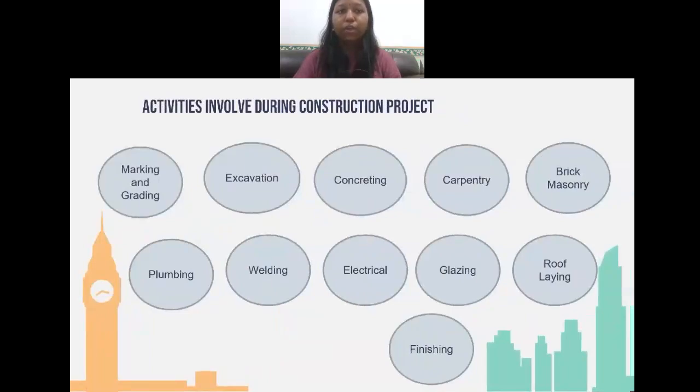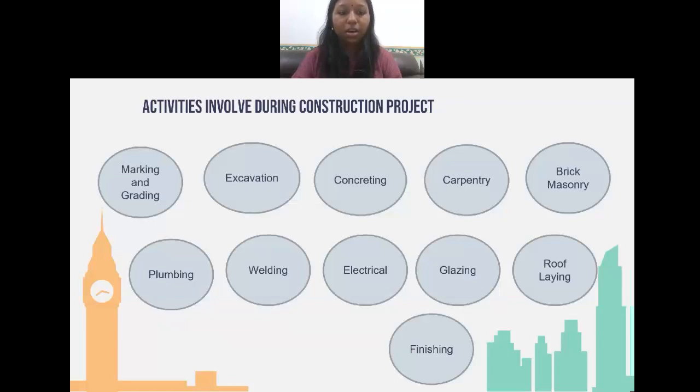Now, we will move on to activities involved during a construction project. There are a lot of activities, starting with marking and grading. What is marking? It is the first construction activity. Grading ensures that the buildings last long. It uses big machines to ensure the appropriate angle of a building or structure that is supposed to be.